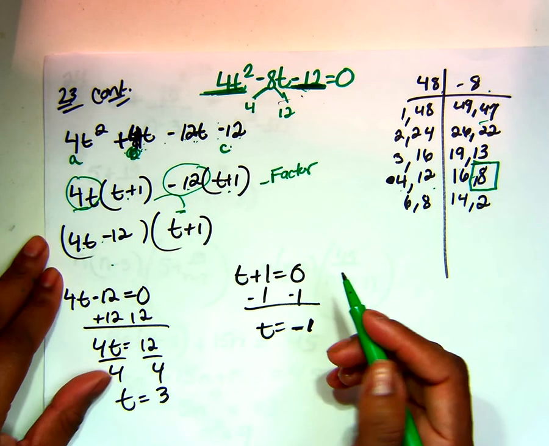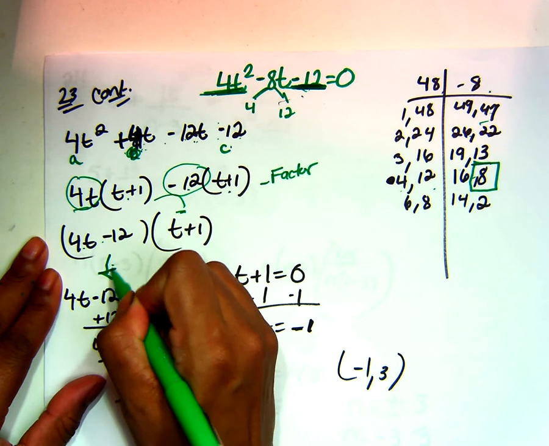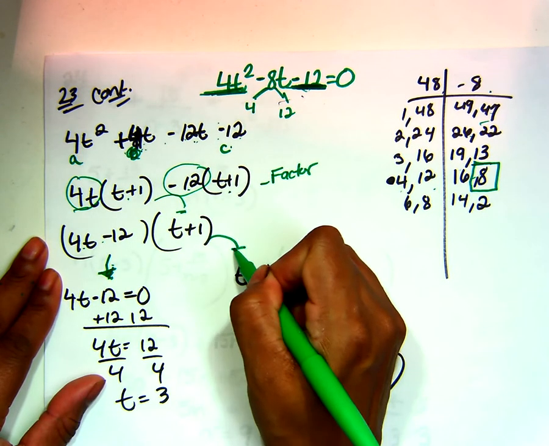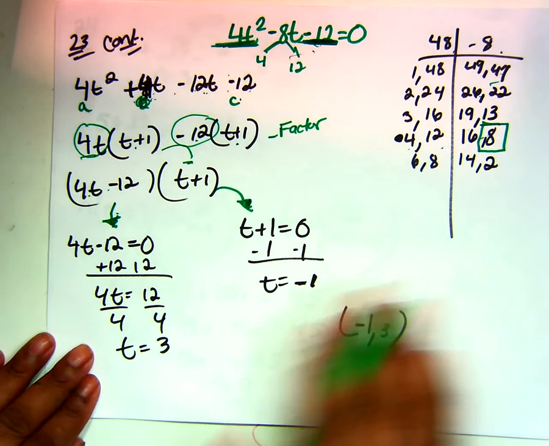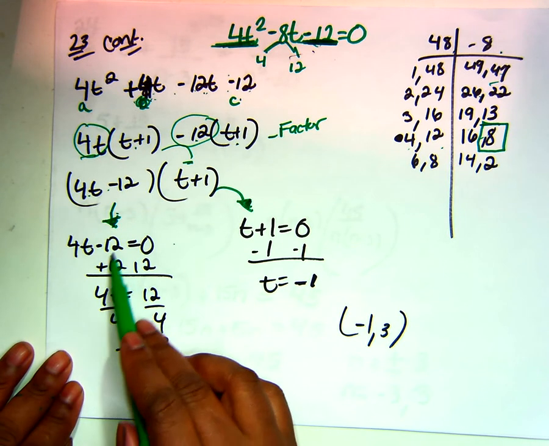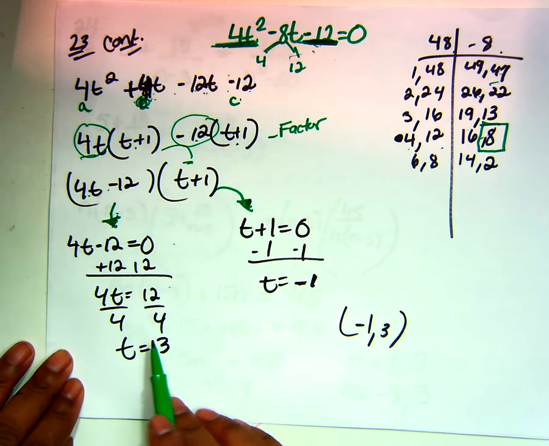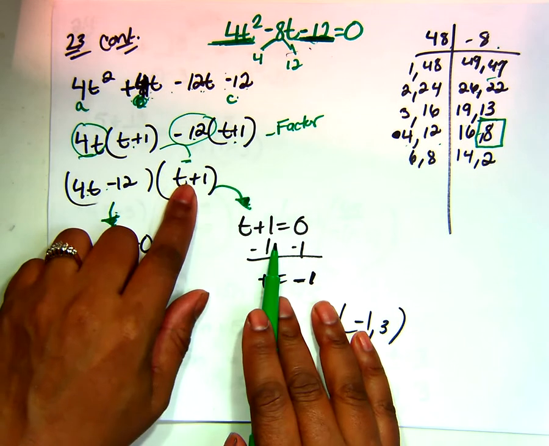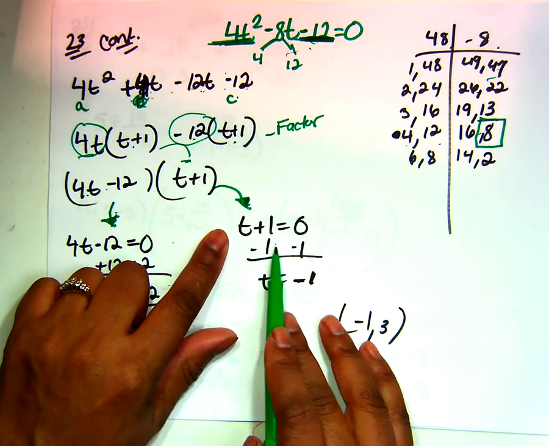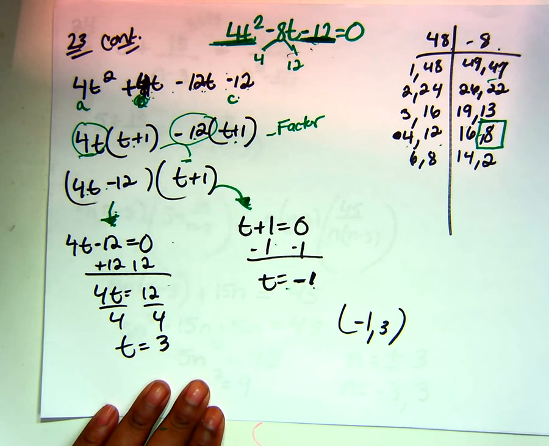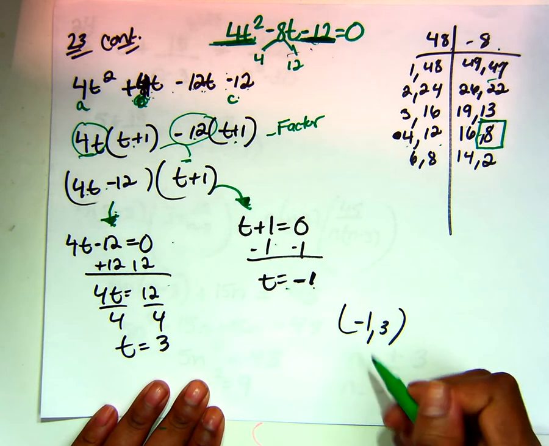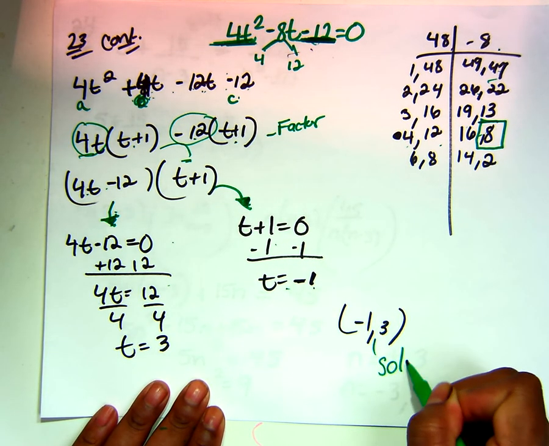So now we can separate things. Let each binomial equal 0. So 4t minus 12 equals 0. Add 12 to both sides and divide by 4. So t is 3. And then we have t plus 1 equals 0. Subtract 1 from both sides. T is negative 1. Because we look at numbers from left to right, which is negative to positive, your final solution is going to be negative 1 and 3.